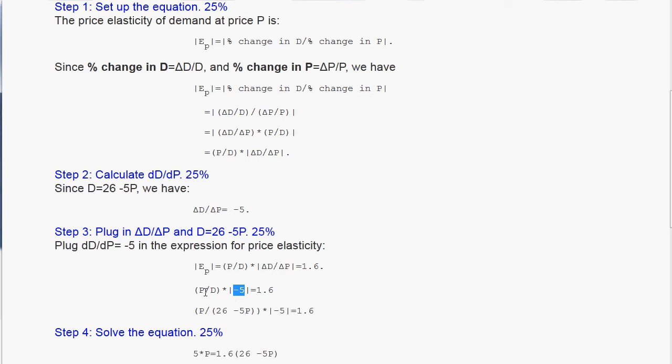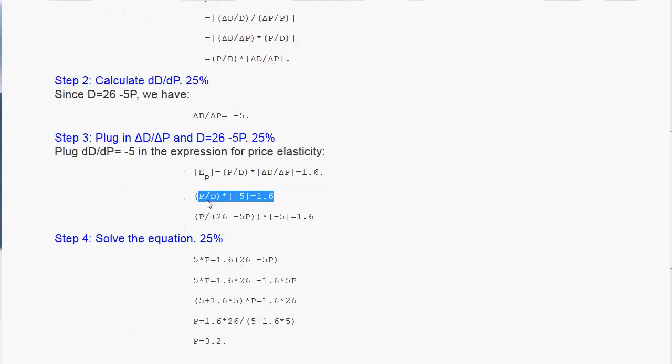See here, we have one equation, but we have two unknowns, P and D. We need to get rid of one of them. Well, we know that D is a function of P, so we plug it in. We got ourselves a function about one unknown. Now we are able to solve this.